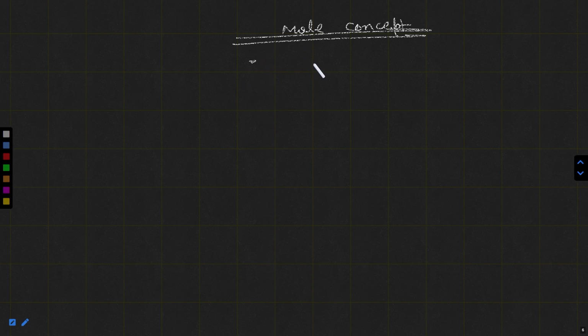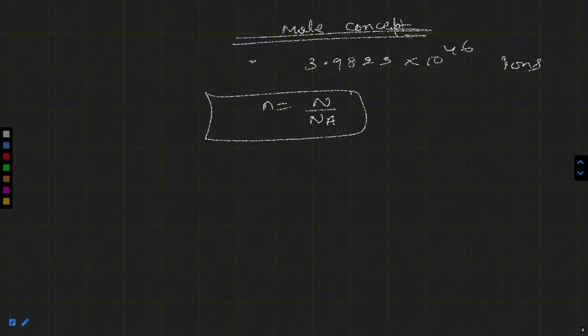Suppose I am writing a number like 3.9823 × 10^46, and these are ions. So how many ions in moles? You can divide this by the Avogadro number and you will get the number of moles, because number of moles n is equal to N by Na, where N is the number of given particles, and Na is the Avogadro number.